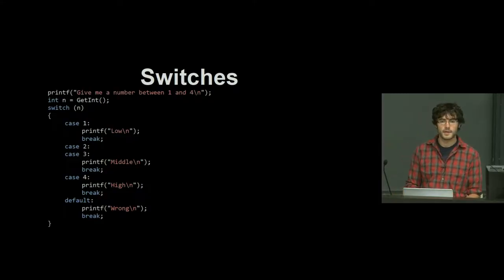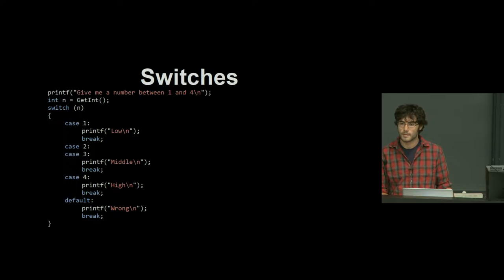Well, so this number is just a particular value that this variable can take, right? Does that make sense? Yes, case two would print middle and then break.